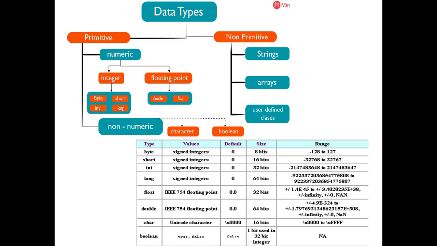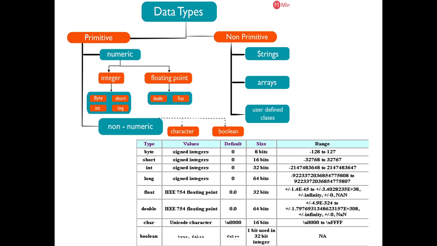First one is data types. The type of a data. In Java, there are two broad categories of data types, primitive and non-primitive data types. Under primitive data types, numeric and non-numeric categories are there. Numeric includes integer and floating point. The non-numeric data types include character, boolean. Non-primitive data types are strings, arrays, and user-defined classes.